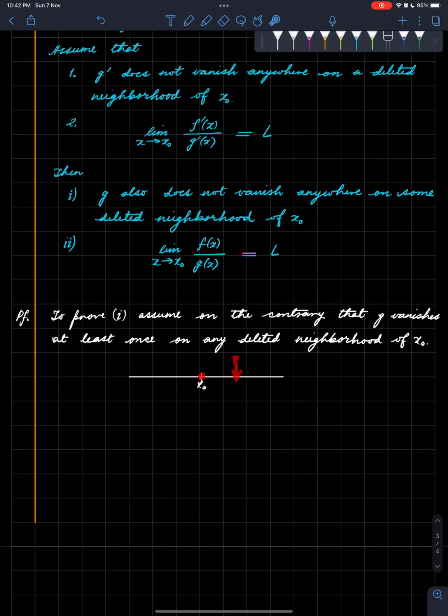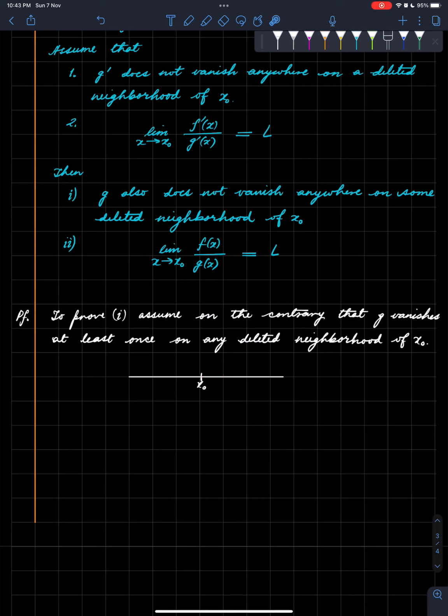So if it vanishes at some other point also, then by Rolle's theorem, the derivative of G must vanish somewhere strictly between these 2 points. So by this assumption, since on every deleted neighborhood there is at least one point where G vanishes, we see that there is a sequence of points converging to x naught where G prime vanishes.